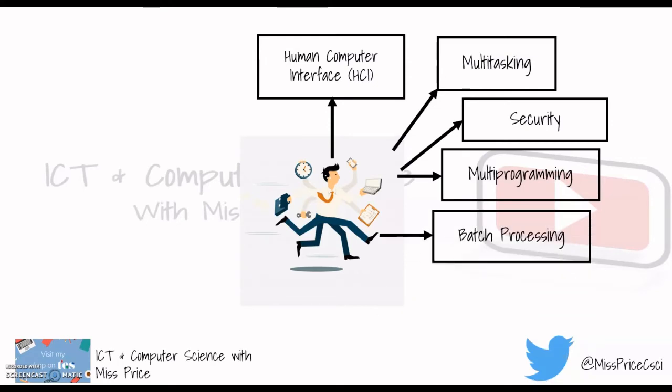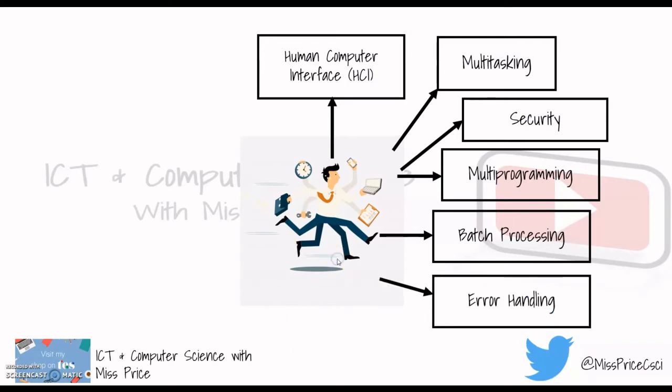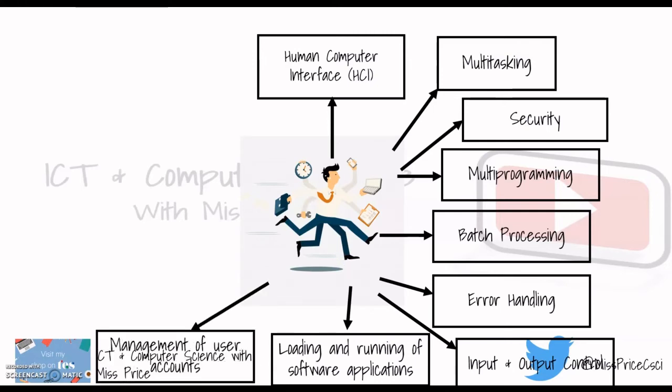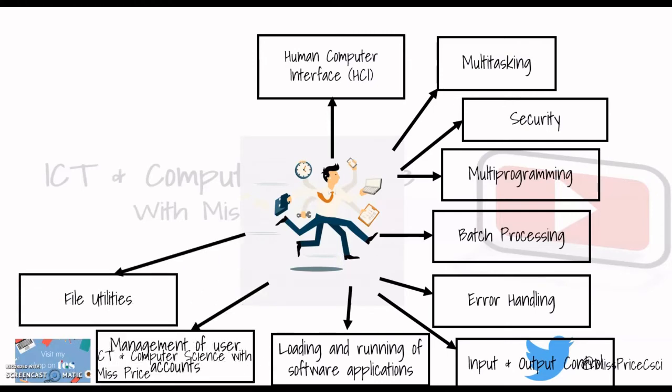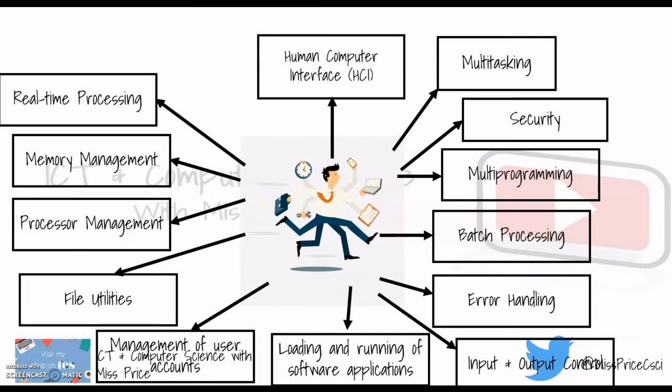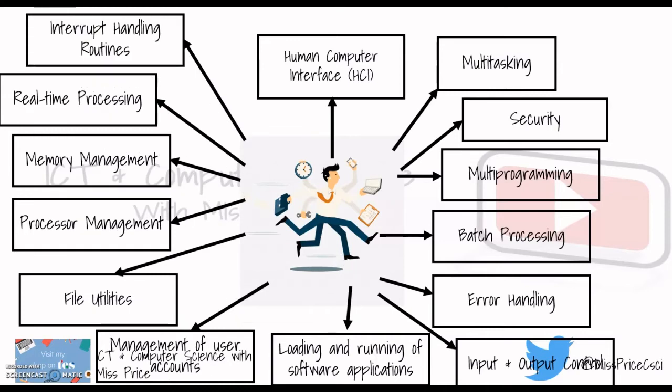Batch processing. Okay, so it processes lots of things at once rather than, because if it processes everything as and when, then it may be very slow. Error handling, input and output control, loading and running the software applications, management of user accounts, file utilities, processor management, memory management, real-time processing, and interrupt handling routines. So this is why it's difficult to give a description of what the operating system does overall, okay, or exactly what it is, because it does so many things.